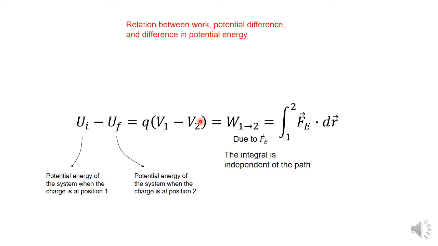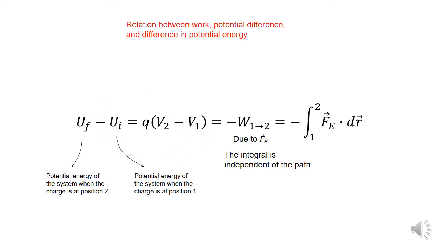And because these two things, U initial minus U final and V1 minus V2, have the same name, potential difference and difference in potential energy, or potential energy difference between two different configurations, there's usually some confusion between these two. So in the next videos, we're going to try to illustrate more what the difference is between these two things. If you want to just multiply by -1, you can also rewrite the equations this way.